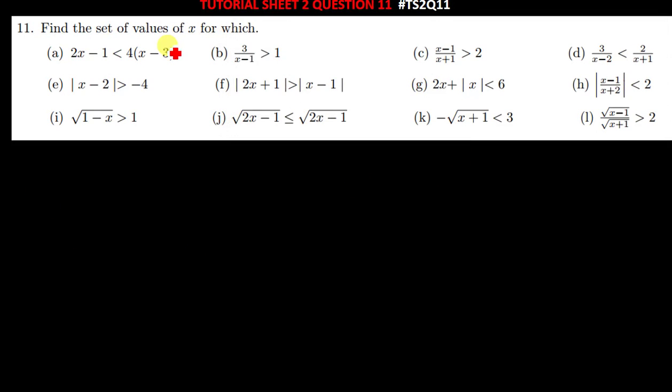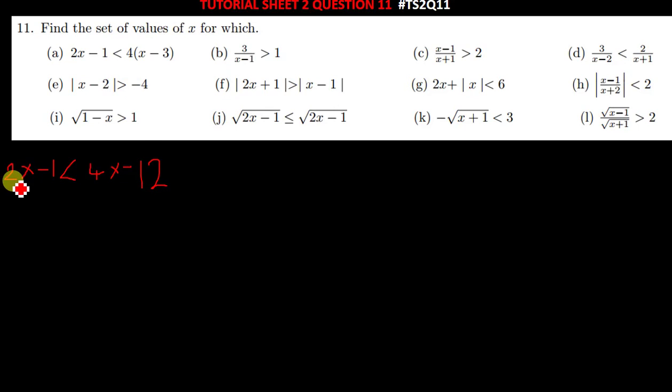So quickly begin. So we have 2x minus 1 being less than 4x minus 3. So how do you solve these questions? 4 times x, there you have 4x, you open the brackets this side, then minus 4 times negative 3, you get negative 12. So here it's just a matter of pairing the like terms.